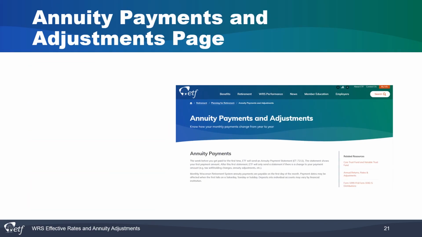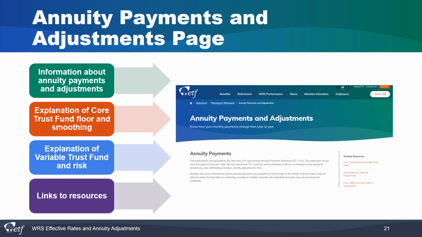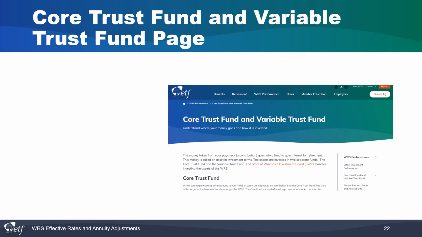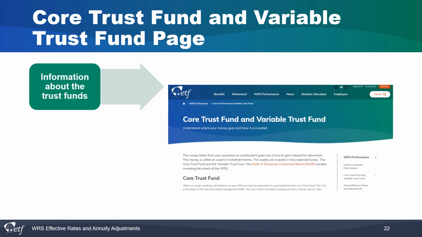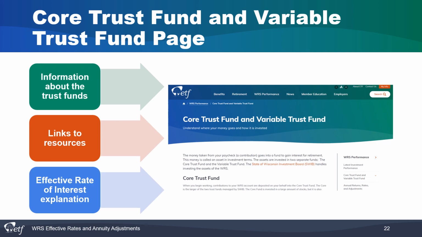Check out our Annuity Payments and Adjustments page where you will find detailed information about annuity payments and adjustments, like the information you received in this presentation, along with links to several other resources. Another page you might find helpful is the Core Trust Fund and Variable Trust Fund page, where you will find detailed information about the trust funds, along with links to resources and a great explanation of the effective rate of interest.